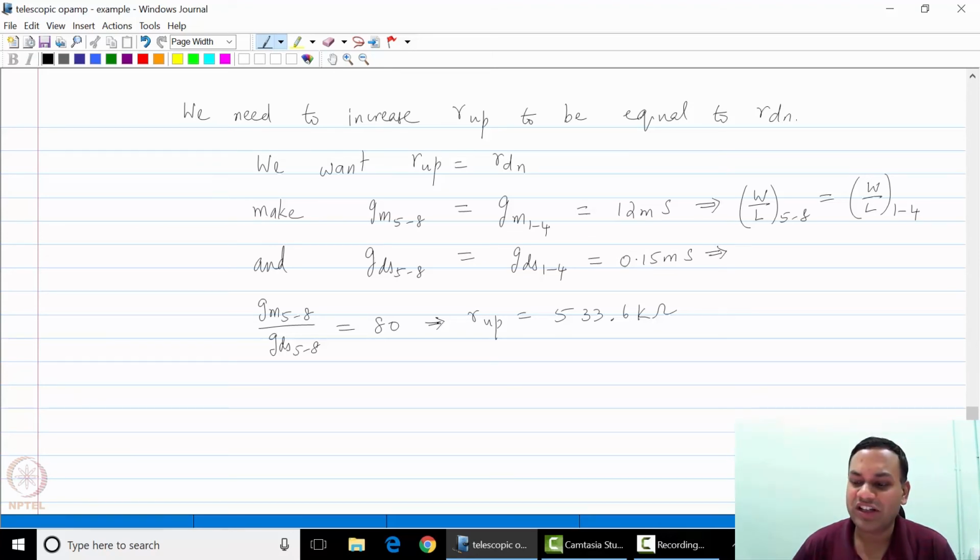This is a little bit harder to achieve because fundamentally the two devices have a different lambda. So the first step is to try to achieve a larger output resistance. We know from basic device physics that lambda is proportional to the inverse of the length of the device.